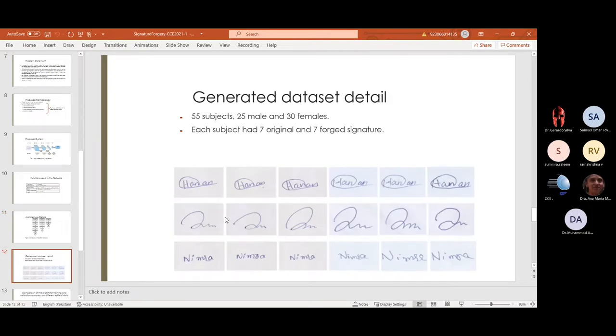This was the data: 55 subjects, of which 25 were males and 30 were females, were requested to provide their original signatures and also forged signatures. Each subject had 7 original and 7 forged signatures. So we can see the original signatures, and a little bit of change to perform the comparison with the original, and also the forged signatures.